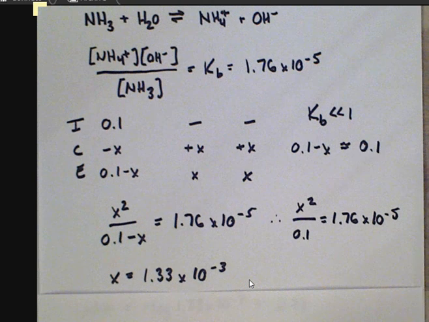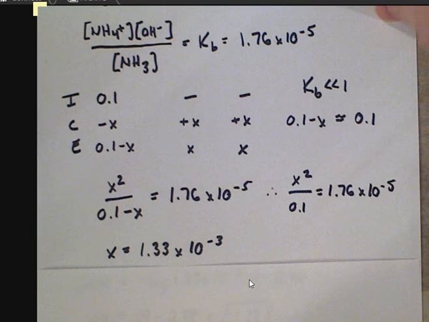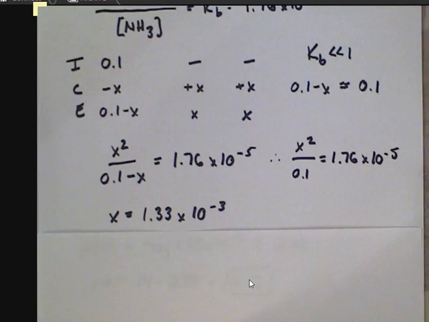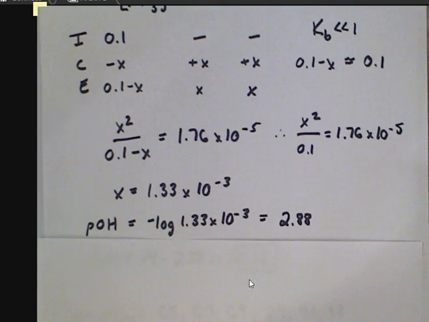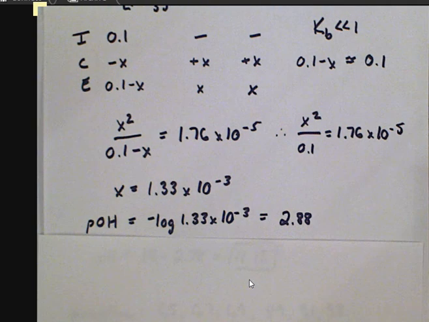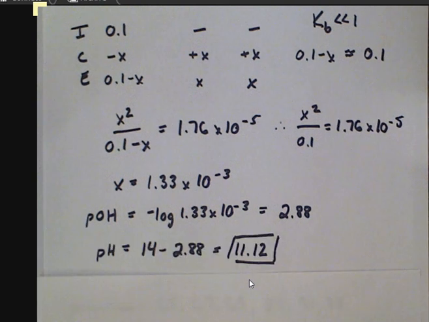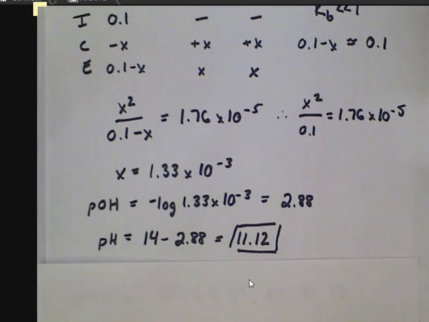If you solve for x, you get 1.3 times 10 to the negative third. Recognize that x is the concentration of the hydroxide ion. So if we take the negative log of that x value, what we get is the pOH. pOH is the negative log of 1.33 times 10 to the negative third, which is 2.88. And so to determine the pH, we subtract the pOH from 14. Remember that pH plus pOH always equals 14 for a dilute aqueous solution. And so what we get then is a pH of 11.12.